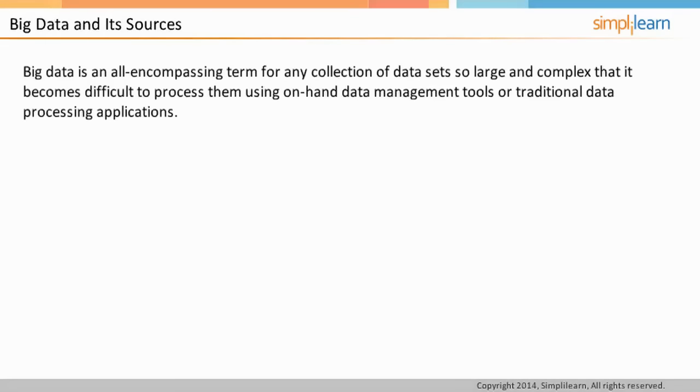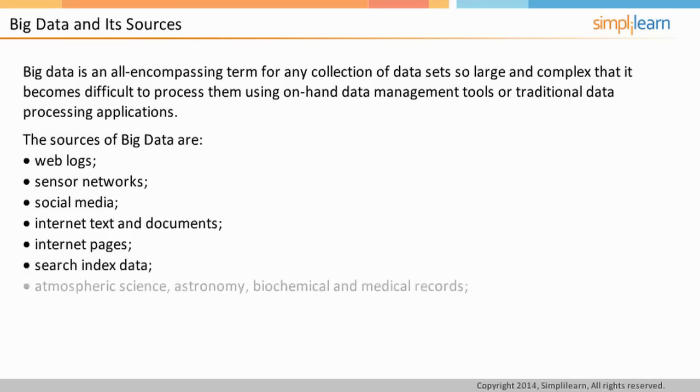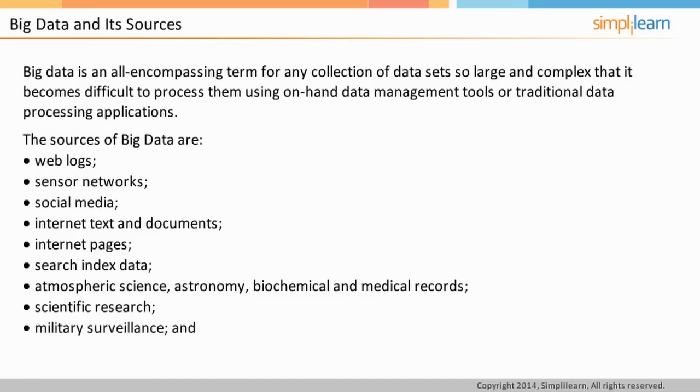Big data is an all-encompassing term for any collection of data sets so large and complex that it becomes difficult to process them using on-hand data management tools or traditional data processing applications. Some of the sources of big data are web logs, sensor networks, social media, Internet text and documents, Internet pages, search index data, atmospheric science, astronomy, biochemical and medical records, scientific research, military surveillance, and photography archives. In the next screen, we will focus on the three characteristics of big data.